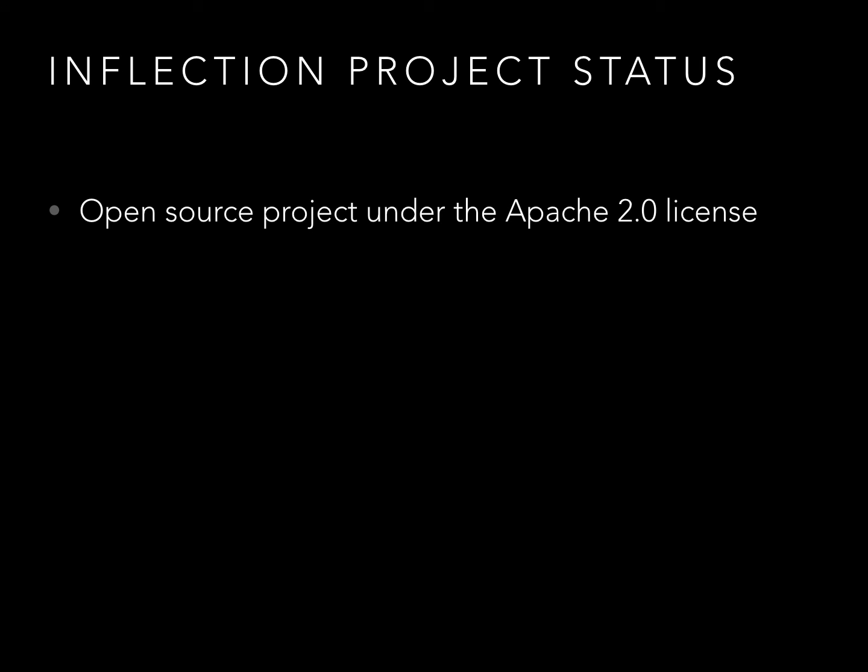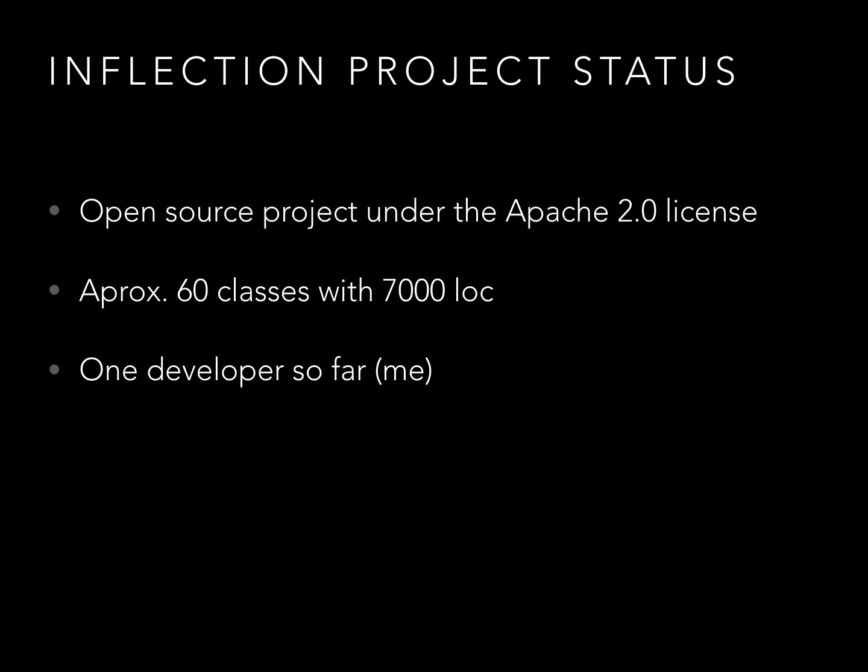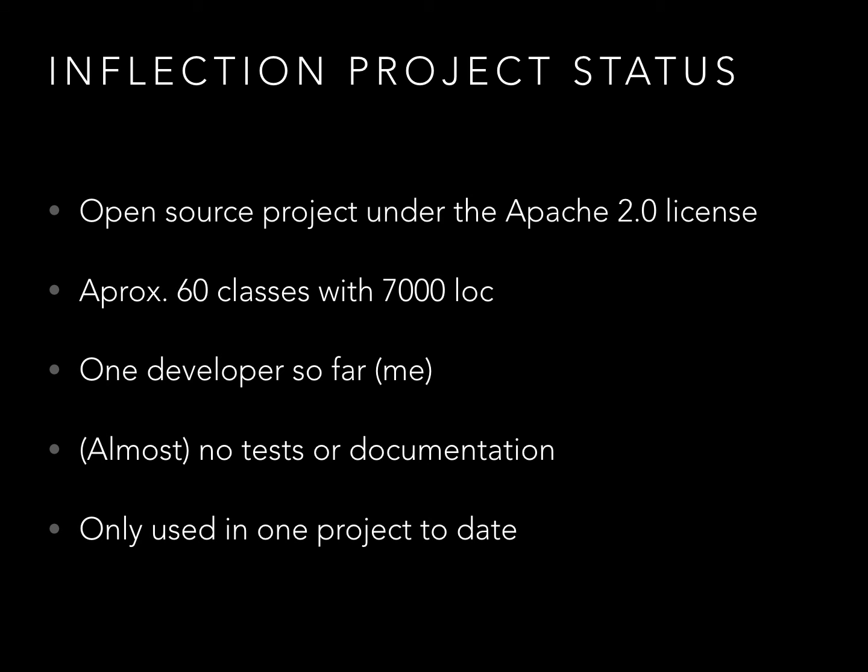So in wrapping things up, I just want to briefly go over the project status. It's an open source project under the Apache 2.0 license. There are approximately 60 classes with 7,000 lines of code. So far, there's just one developer, which is me. There's very little in the way of tests or documentation. However, I am working on more documentation at this time. And so far it's only been used in one project, although in that project so far it's been quite successful.